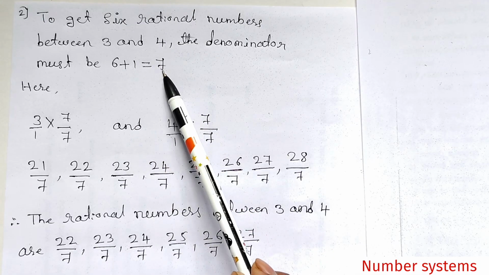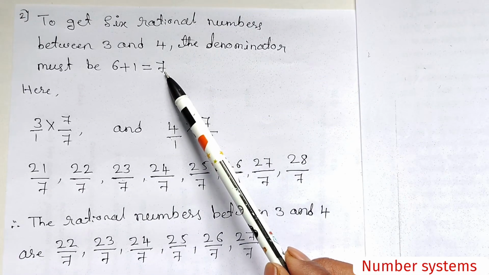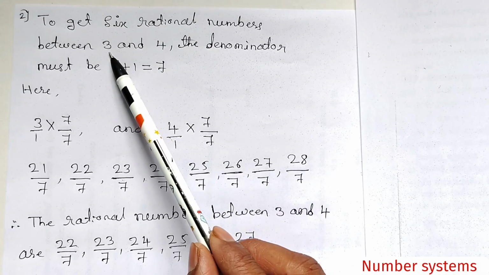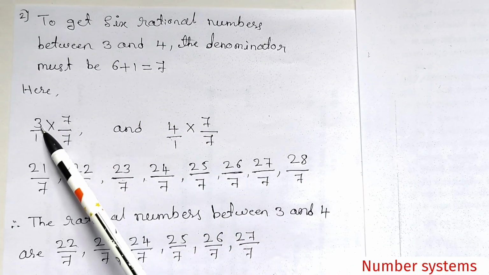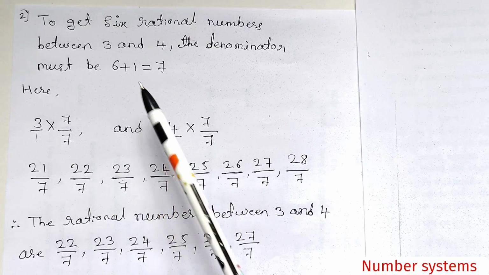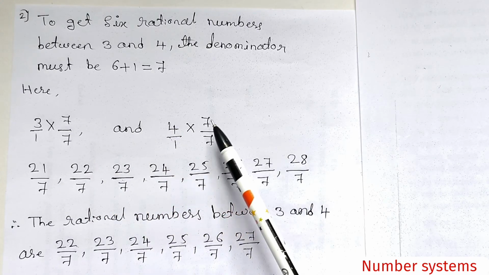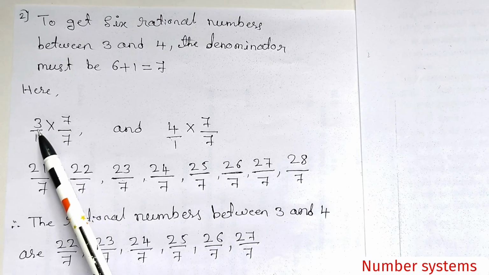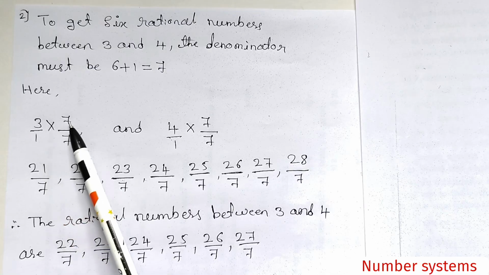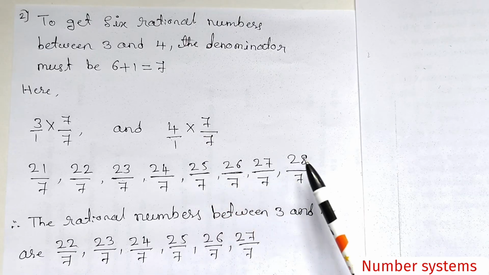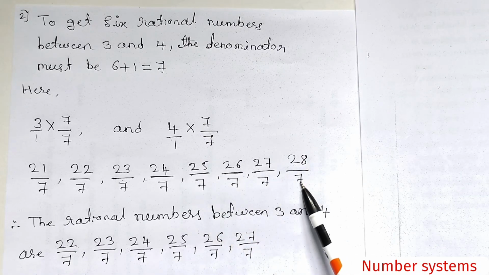It becomes 7. That's why I am multiplying both numerator and denominator by 7 for the numbers 3 and 4. Here 3 by 1 into 7 by 7, and also 4 by 1 into 7 by 7. I am multiplying numerator with numerator and denominator with denominator. 7 threes are 21 divided by 7, and 7 fours are 28 divided by 7.